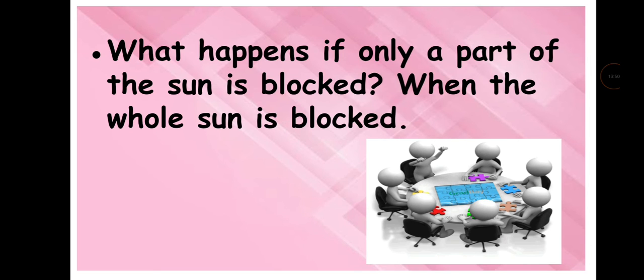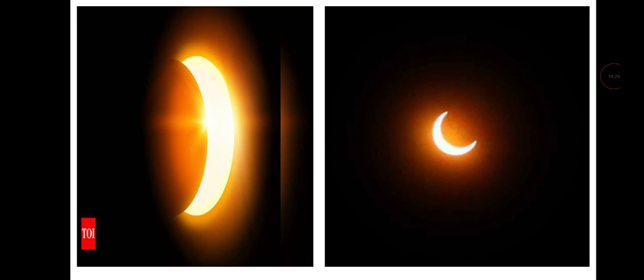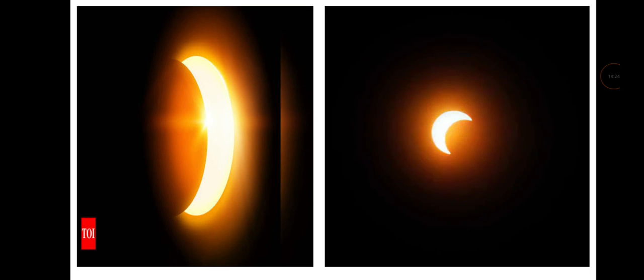Now answer, what happens if only a part of the sun is blocked, when the whole sun is blocked? We have discussed in keywords. The hint of this answer is given in keywords. If only a part of the sun is blocked, it is called partial solar eclipse. When the whole sun is blocked, it is called total solar eclipse.